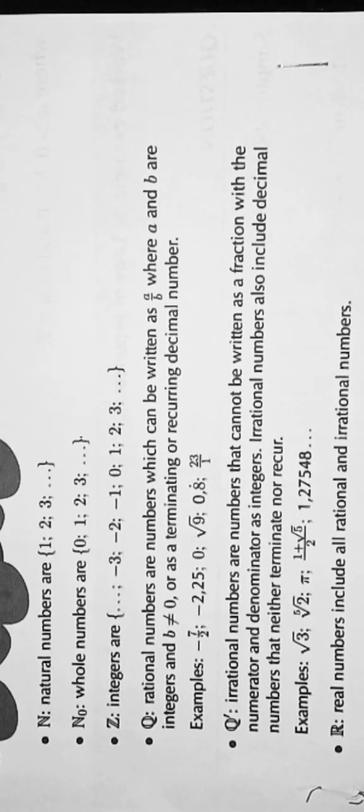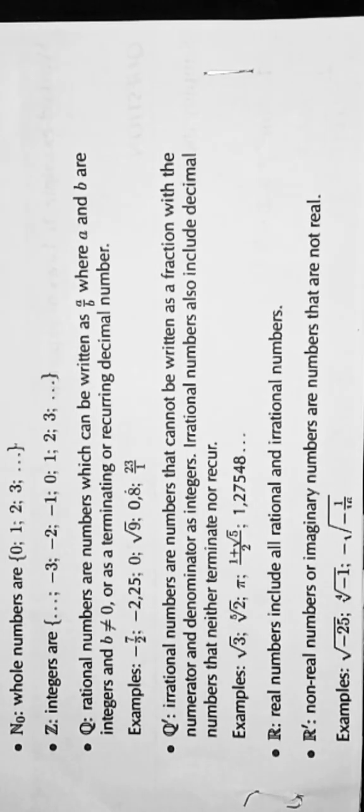Let's go to the real numbers. Real numbers include all rational and irrational numbers. They include this and this. They include all the numbers. Okay, let's look at non-real numbers, or imaginary numbers, which are numbers that are not real. If you put the square root of negative 25 and the like, you get a maths error. If you put these numbers in the calculator, you will get a maths error.